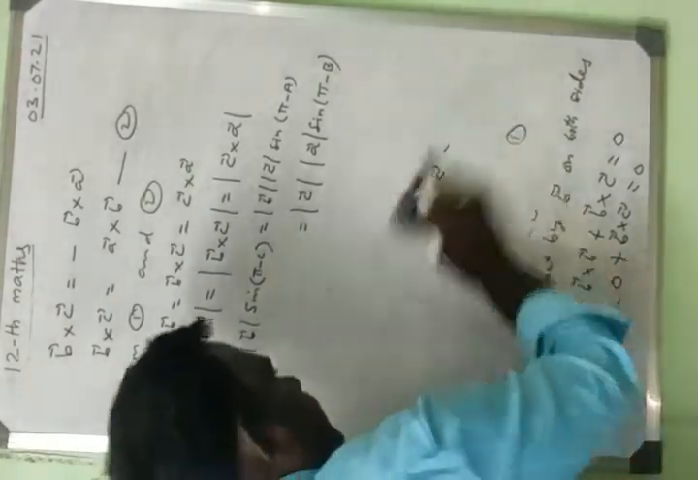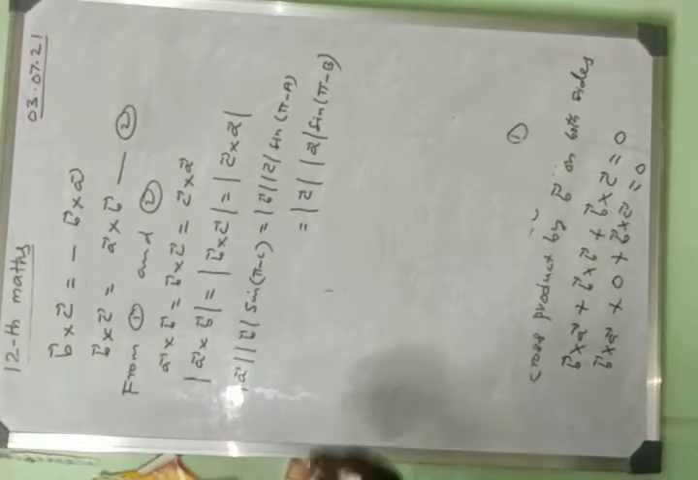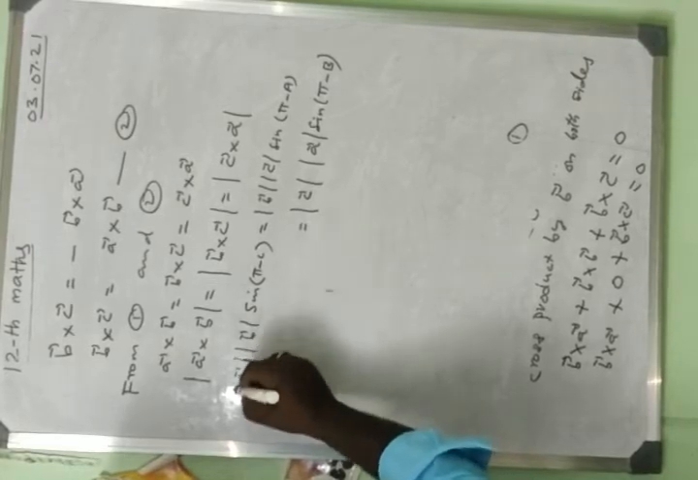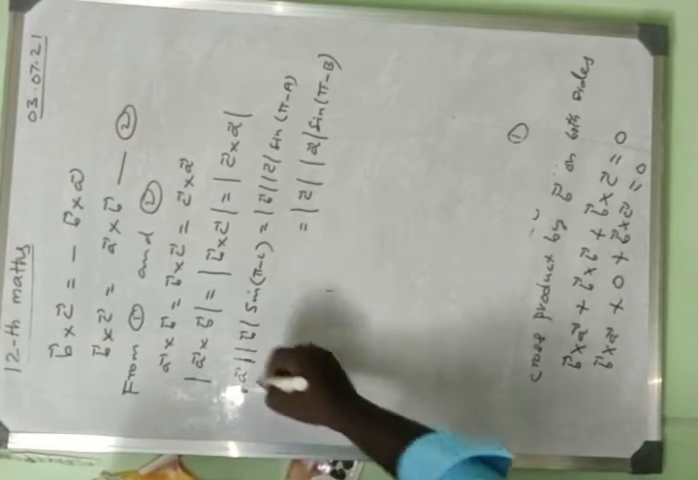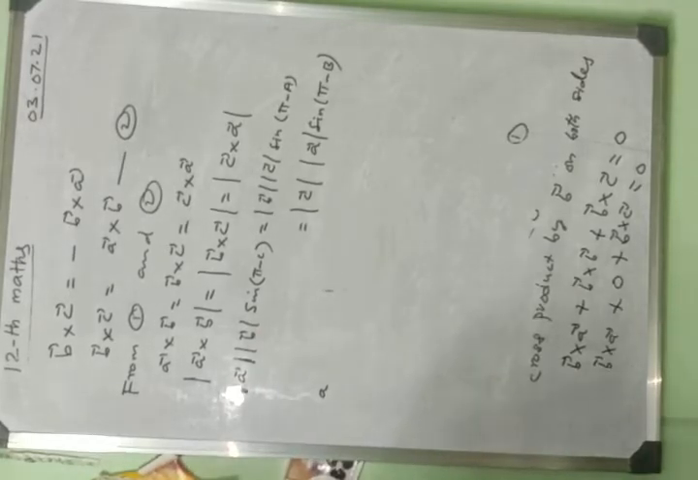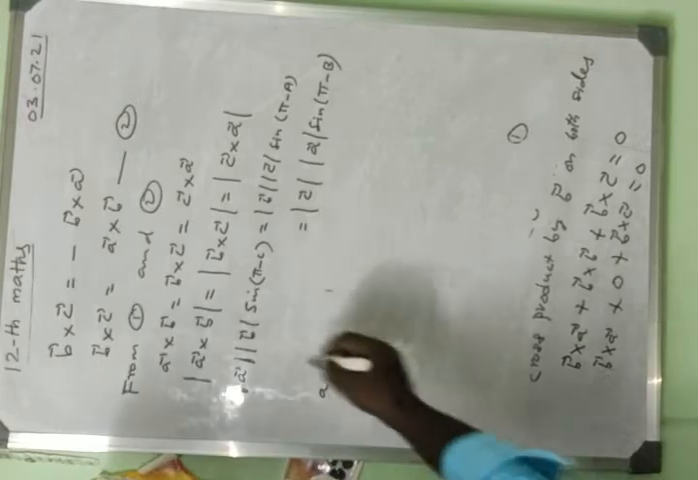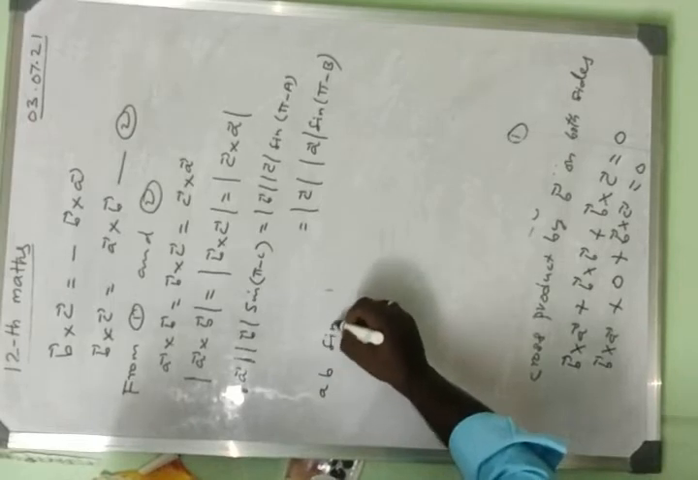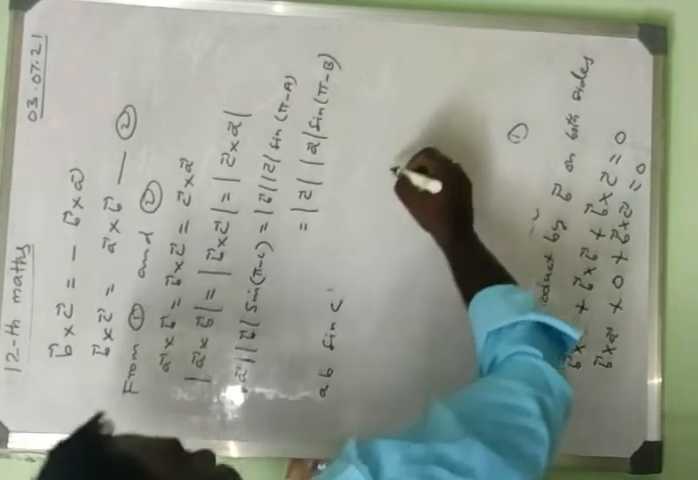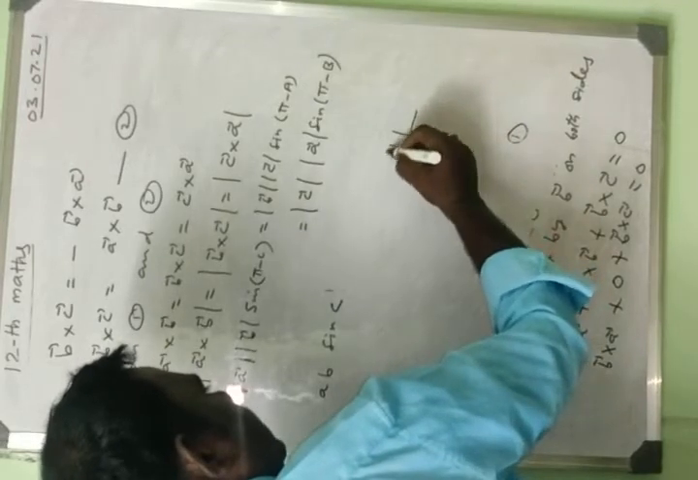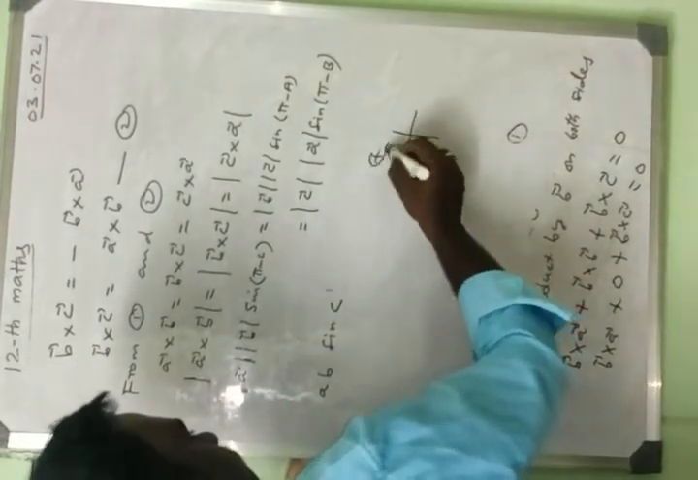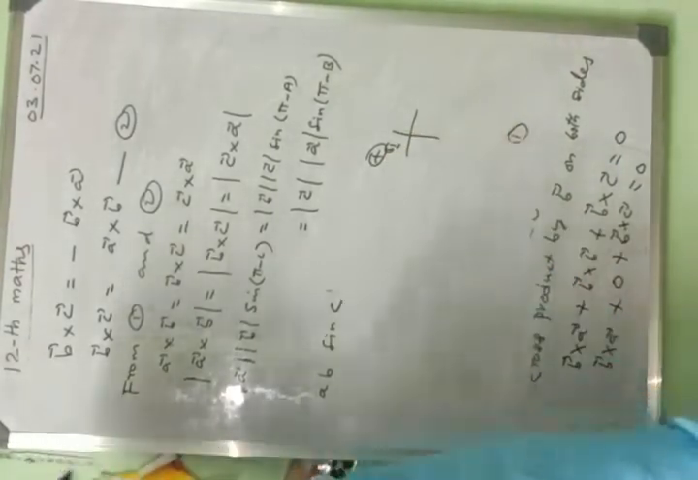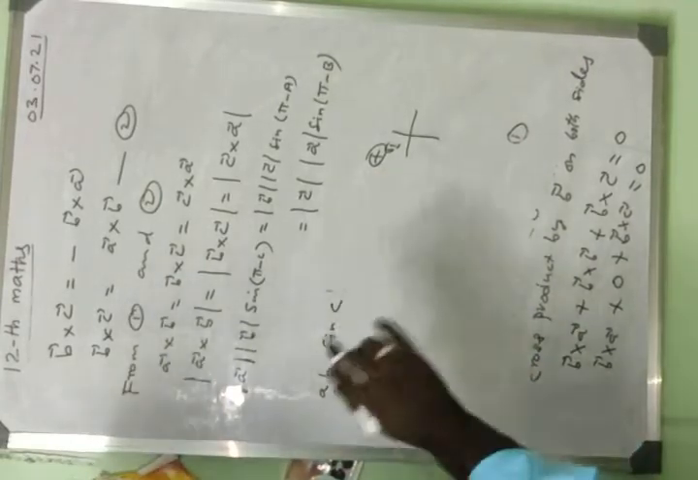Okay, next step. Here mod vector A, we put A. This is a unit scalar. Mod vector B, we put B. Sin of π minus C, we put sin C only. Sin of π minus C means second quadrant. In the second quadrant, only sin is plus; the remaining will have a minus sign. So the plus sign will come, and we put sin C only.